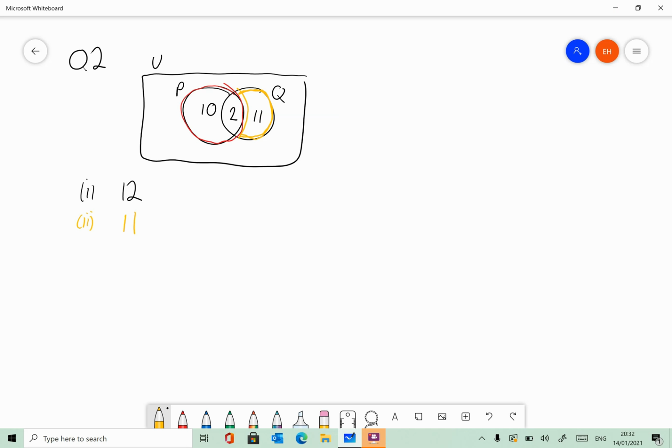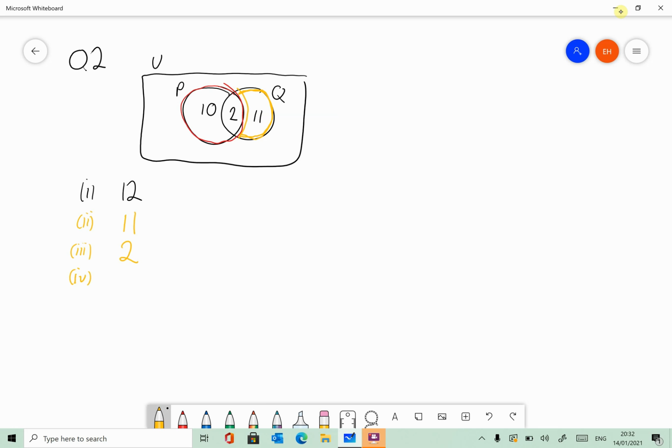How many pupils watched both programs? Well, that's going to be 2, because 2 people are in the intersection. How many watched neither? So that word neither, that means didn't watch either of the 2. Did not watch either of the 2.